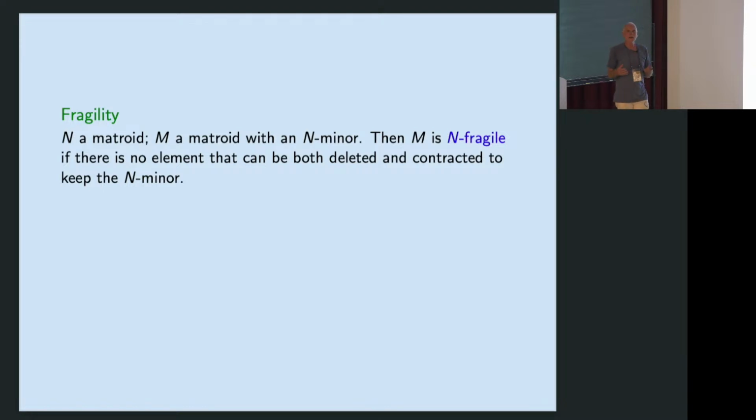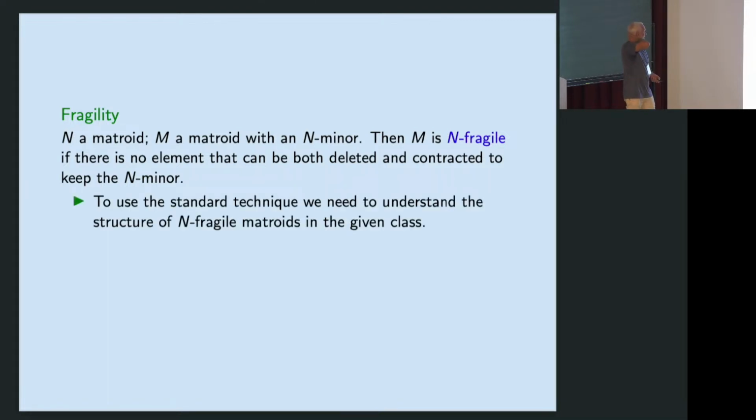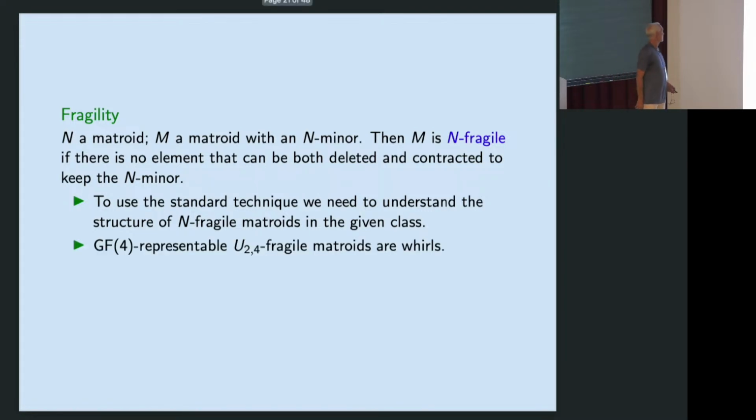And what we would like to say is that if I'm sufficiently large, I would have an element that I could delete or contract and keep both the connectivity and the minor. So the problem is fragility. And that means to use the standard method, we've got a certain class of matroids and a matroid N, and we need to understand the structure of the N-fragile matroids in that class. That's the structural problem we have to solve.